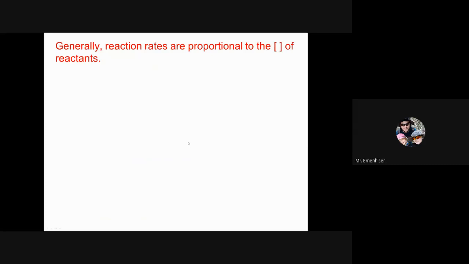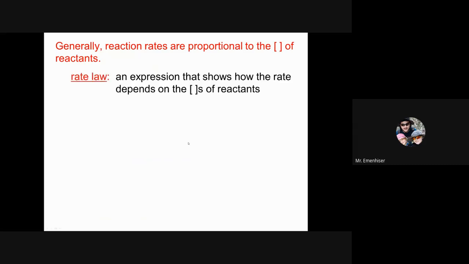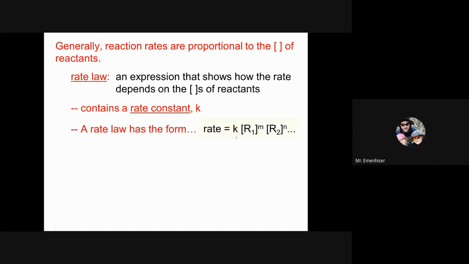All right, the reaction rate is proportional to the concentration of the reactants. So we can write a rate law or a rate expression that shows how the rate depends on the concentration of the reactants. It has a rate constant k. This is a value that depends on temperature. The higher the temperature, the higher the rate constant. All right, this is the form. Rate equals k. That's baby k, lowercase k. Make sure that when you write it on the AP exam that it looks like a lowercase k.